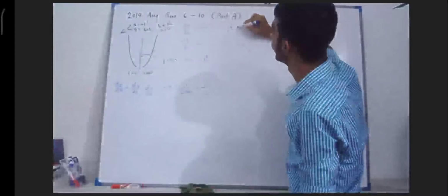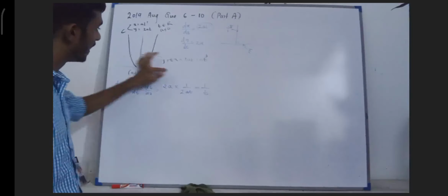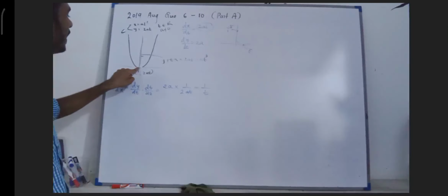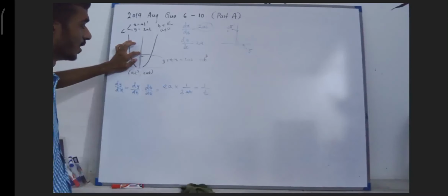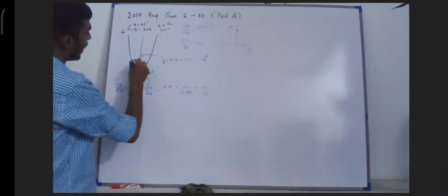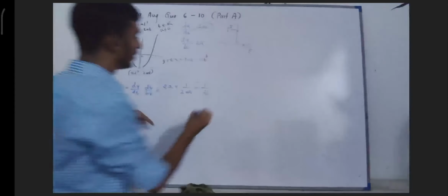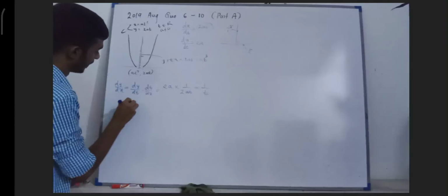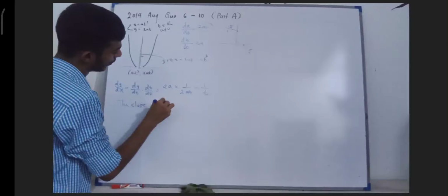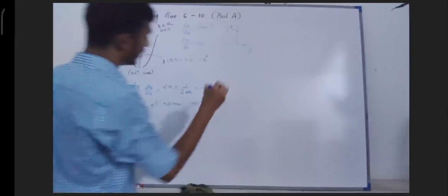Then the gradient of the perpendicular line would be minus 1 over m. So if I apply this concept here, the gradient of this tangent line is 1 over t, and the normal line of this parabola at this point is this. So these two are perpendicular. So the gradient of the tangent is 1 over t, so the slope of the normal line is equal to minus t.